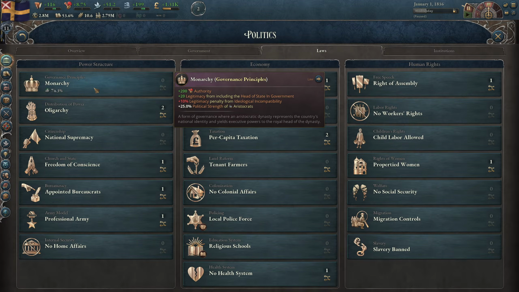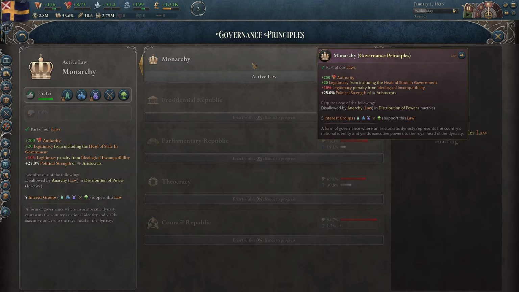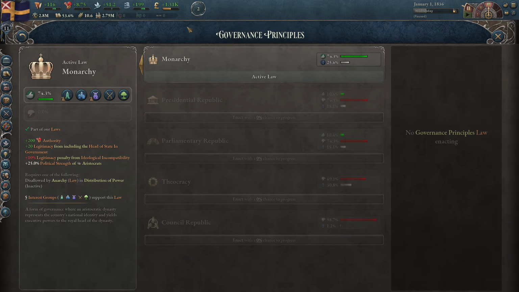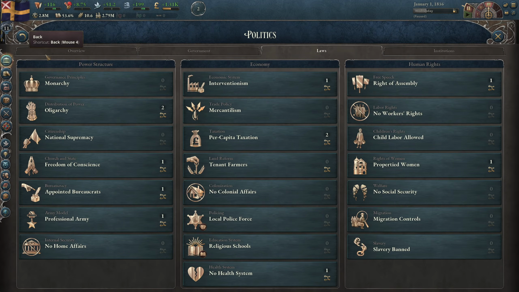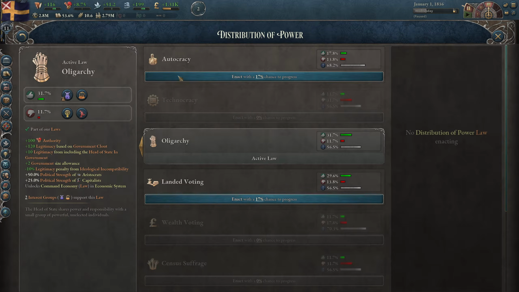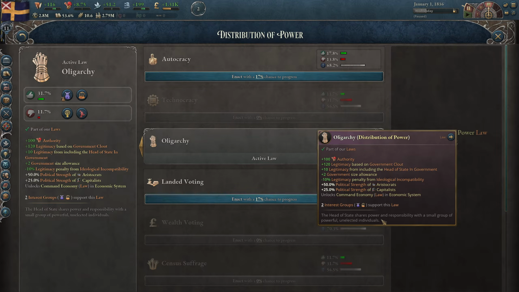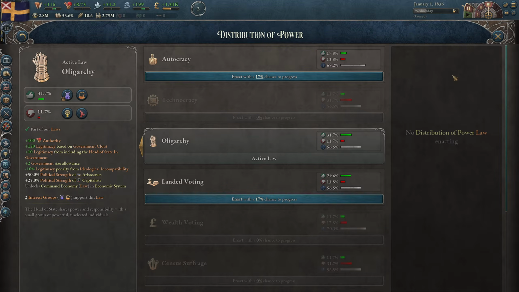For example, at the moment we are a monarchy. Our ruler rules the country. You can also become a republic later on. There are positives and there are negatives when you do this. It's almost always the case. We are an oligarchy. The head of state shares power and responsibility with a small group of powerful, unelected individuals. Our people have no rights. They have no voting rights, they have no strike rights, they have absolutely nothing. They need to work and they need to shut up at the moment.